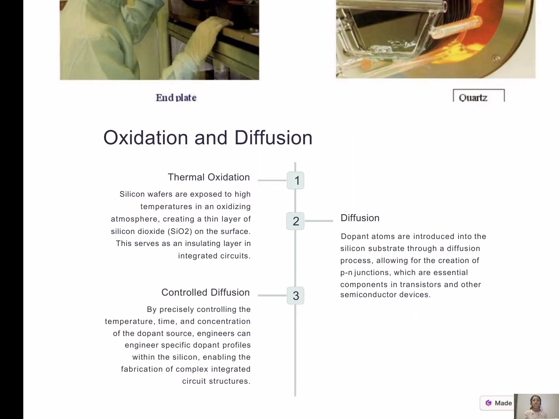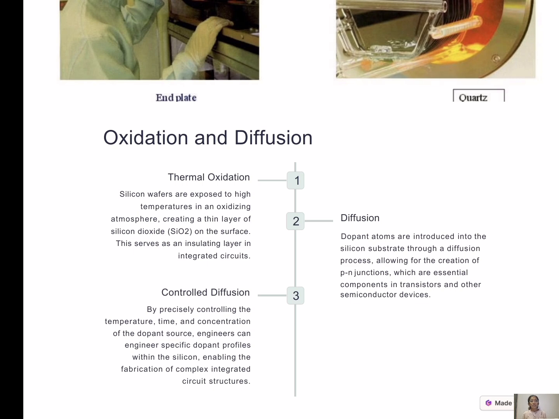Oxidation and diffusion. In thermal oxidation, silicon wafers are exposed to high temperature in an oxidizing environment, heating the surface and creating a thin layer of silicon dioxide, SiO2, on the surface. This layer acts as an insulating layer in an integrated circuit.